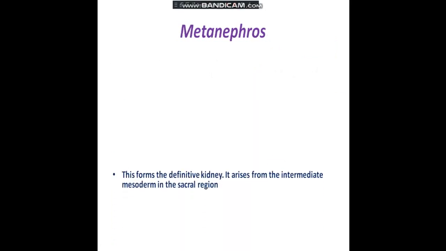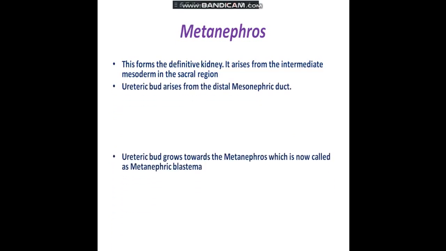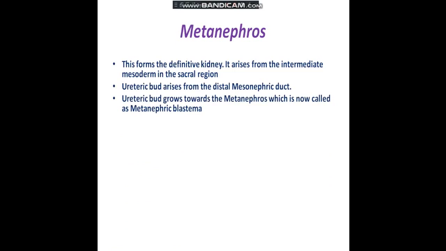So metanephros, this forms the definitive kidney. It arises from intermediate mesoderm in the sacral region. Ureteric bud arises from the distal mesonephric duct. Ureteric bud grows toward the metanephros, which is now called the metanephric blastema.